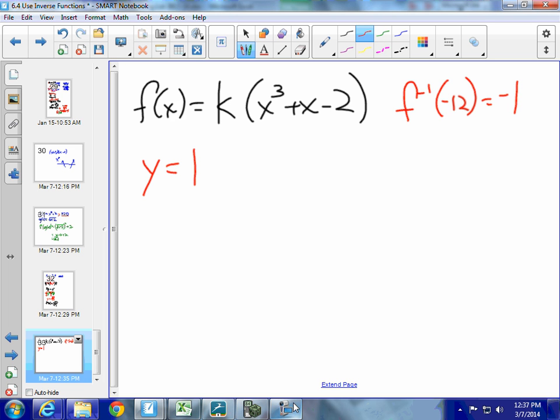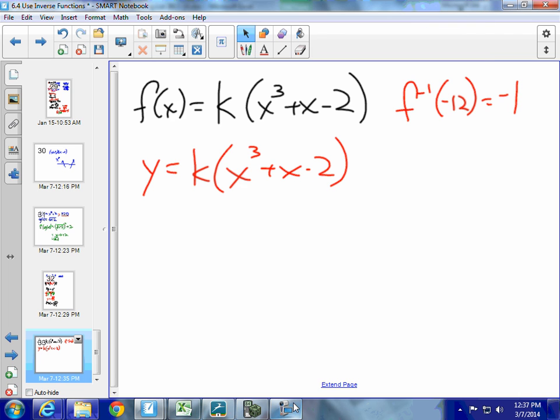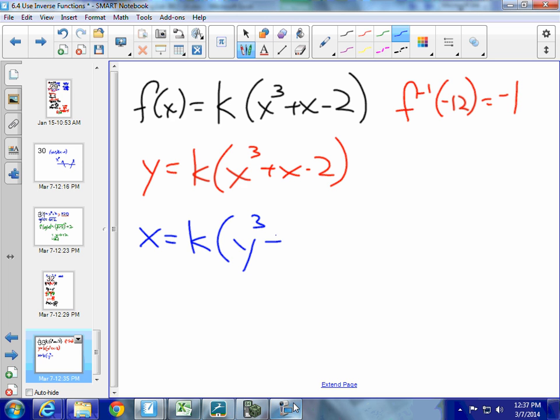y equals k times x cubed plus x minus 2. Next step. What's the next step? Yes, that's right. Switch the x's and y's. x equals k times y cubed plus y minus 2. Everybody okay with that? That's the implicit form of the inverse. This is an inverse.